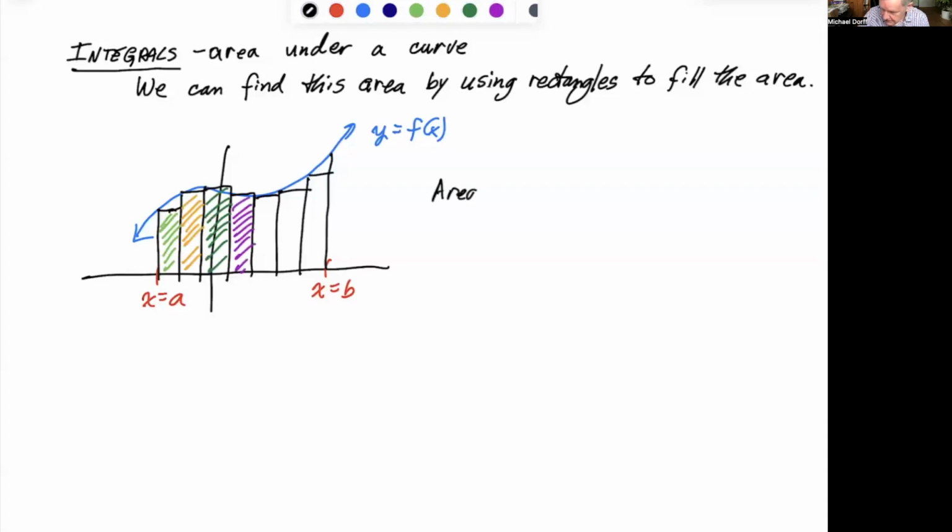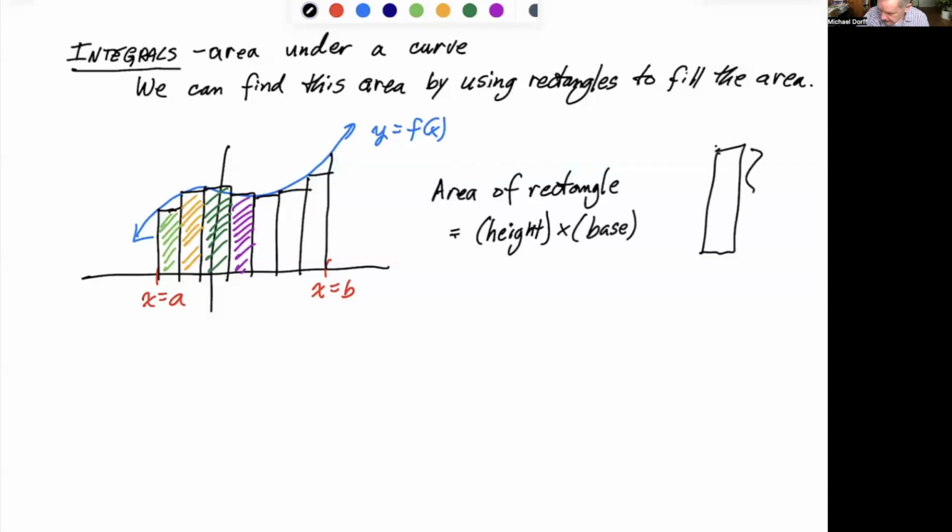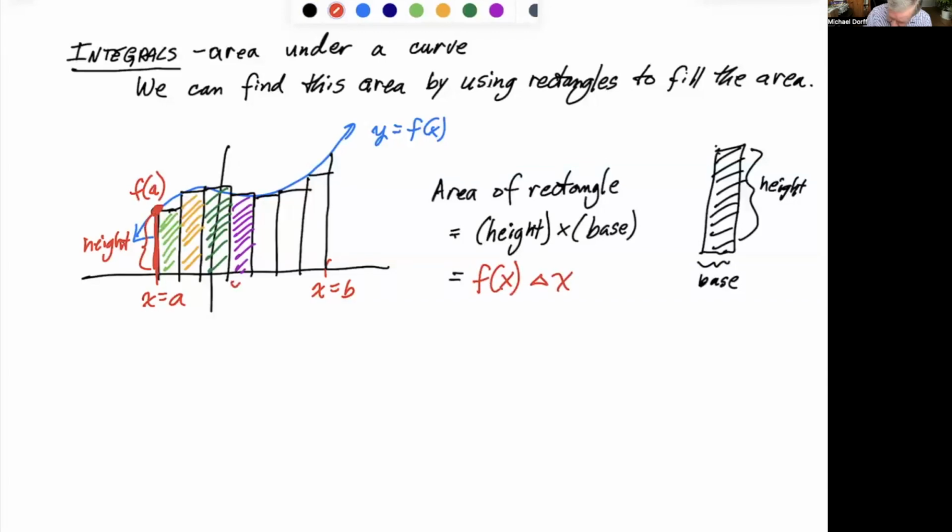So what's the area of the rectangle? Well, it's going to be height times base. I have a rectangle here. This is its height. This is its base. So the area is just height times base. What gives us the height and base? The height is the function value, in this case f of a. The function value, f of the x value, gives me the height of the function. So the height is going to be f of x, depending on what my different x values are. And the base we're going to call delta x. With the purple rectangle, that's delta x. All of these will be delta x.